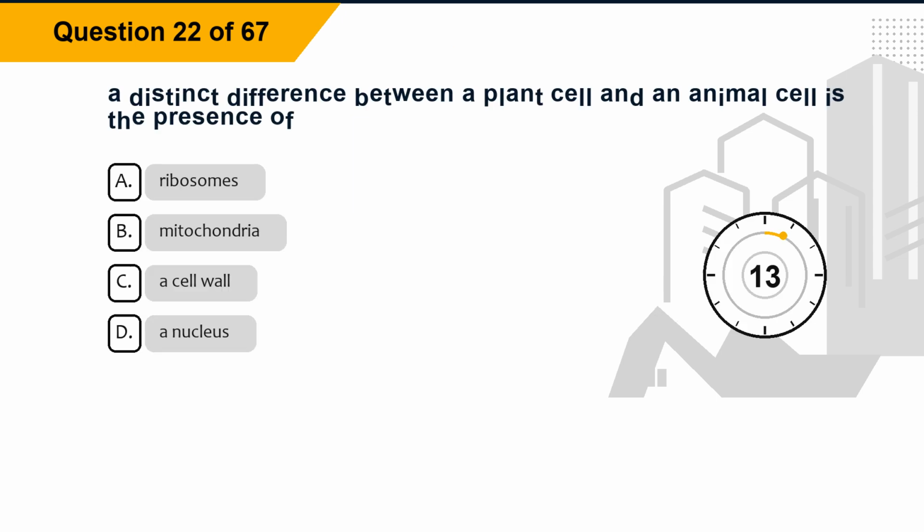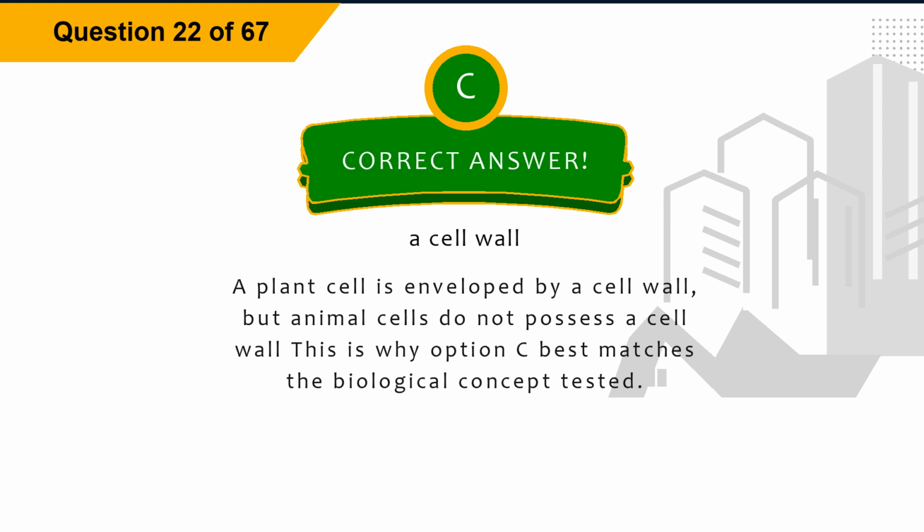Question 22. A distinct difference between a plant cell and an animal cell is the presence of: Option A, ribosomes. Option B, mitochondria. Option C, a cell wall. Option D, a nucleus. The correct answer is option C, a cell wall. Explanation: a plant cell is enveloped by a cell wall, but animal cells do not possess a cell wall. This is why option C best matches the biological concept tested.